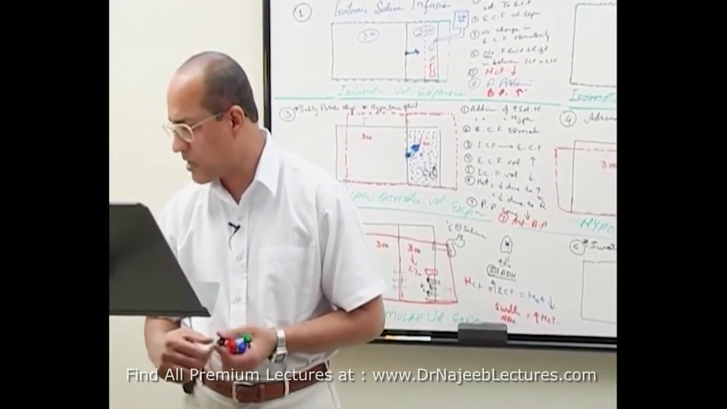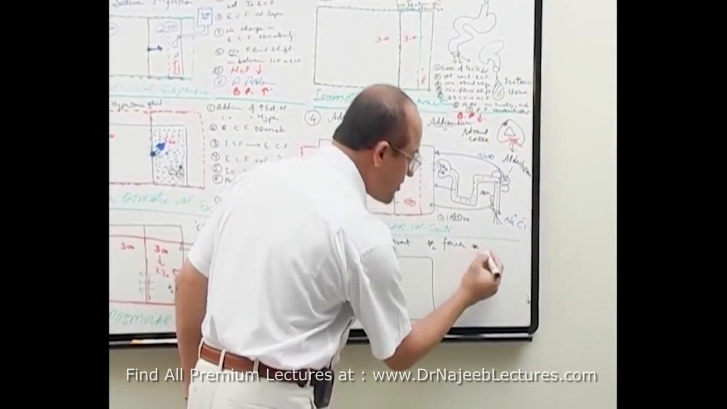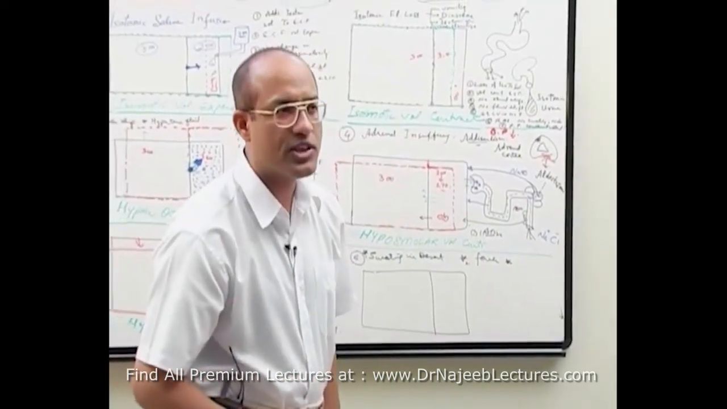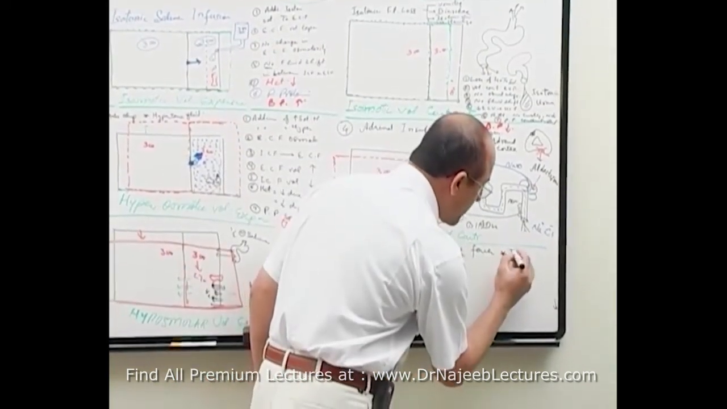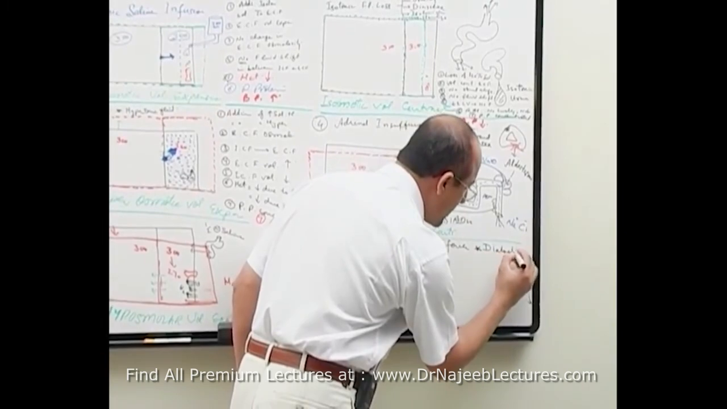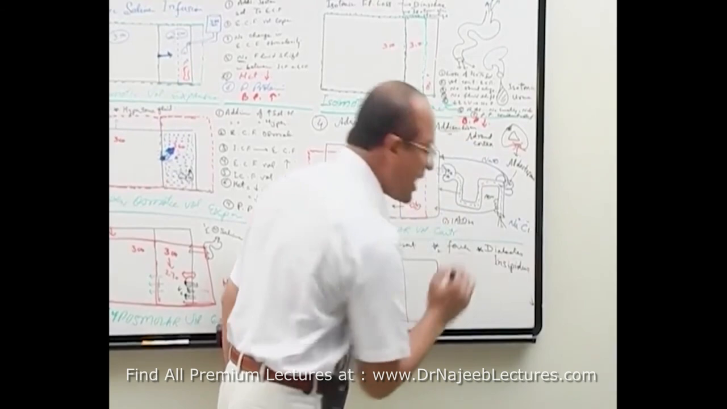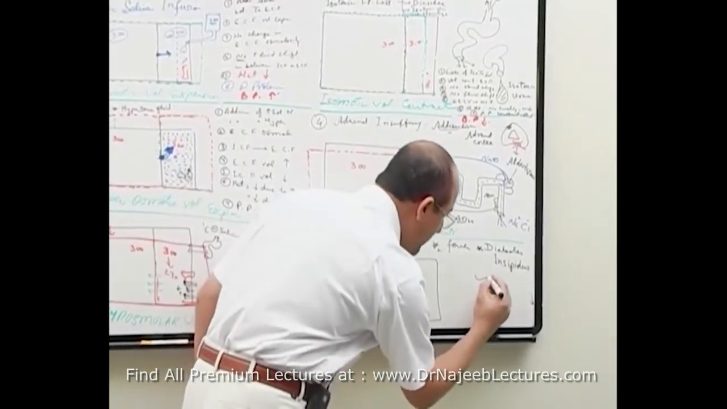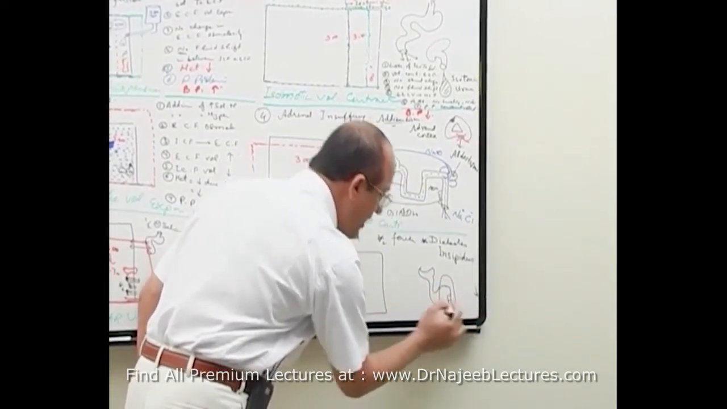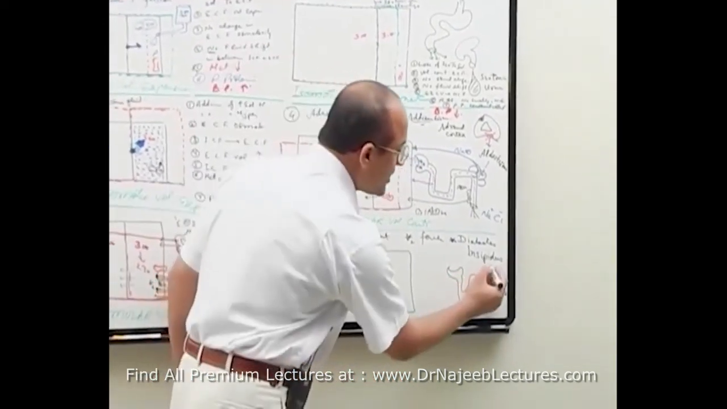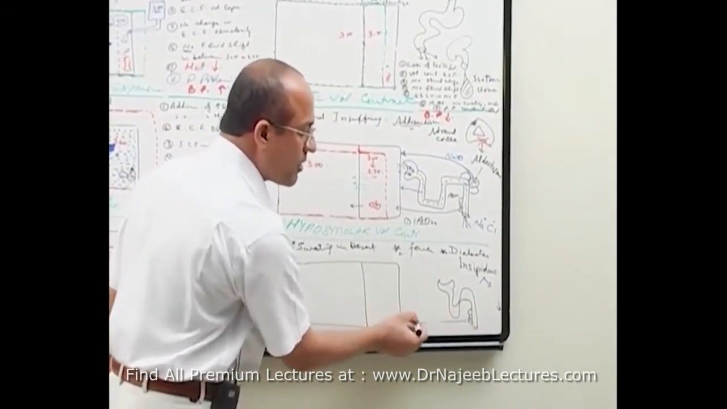Another person who can lose water more than solute is a person who has a deficiency of ADH, antidiuretic hormone. That situation is called diabetes insipidus. It is not diabetes mellitus, this is diabetes insipidus. In diabetes insipidus, there can be two types of problem. Either there is no ADH to work here, so water is not coming back.